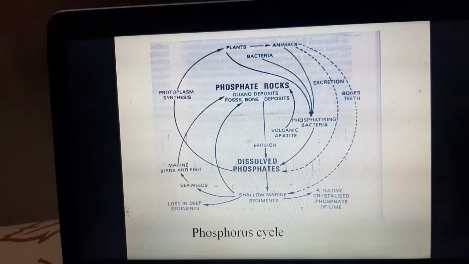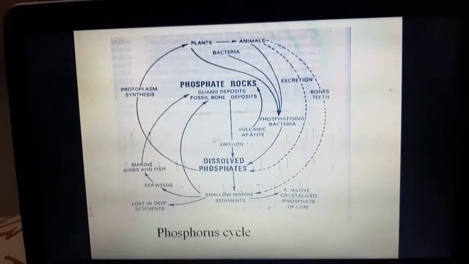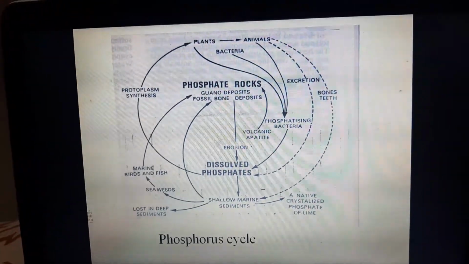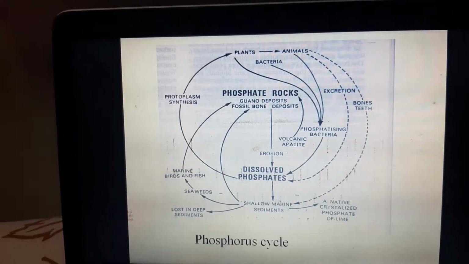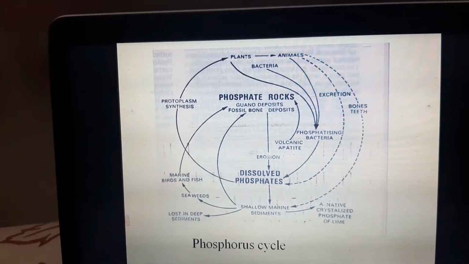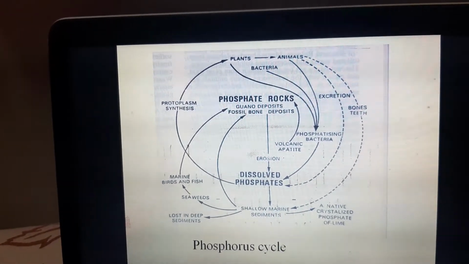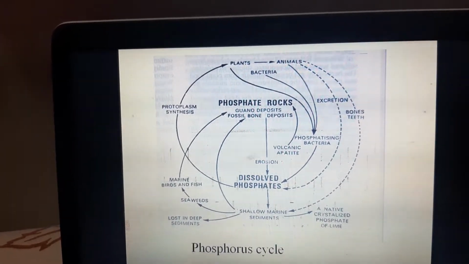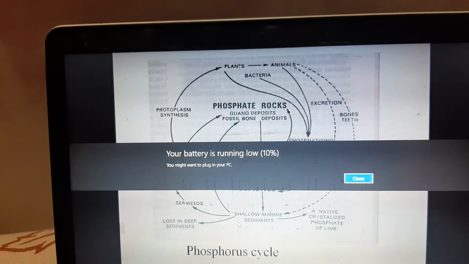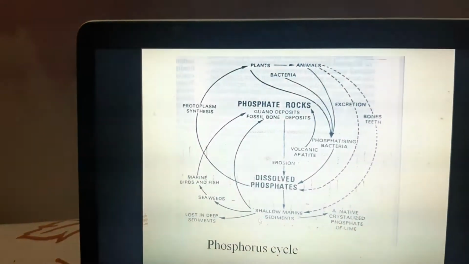So now, the use and release of phosphorus. सबसे पहले plants जो हैं, they will take the phosphorus from the soil. When the pH, the concentration of hydrogen ions, is below 7, they will take phosphate in the form of dihydrogen phosphate, that is H2PO4.